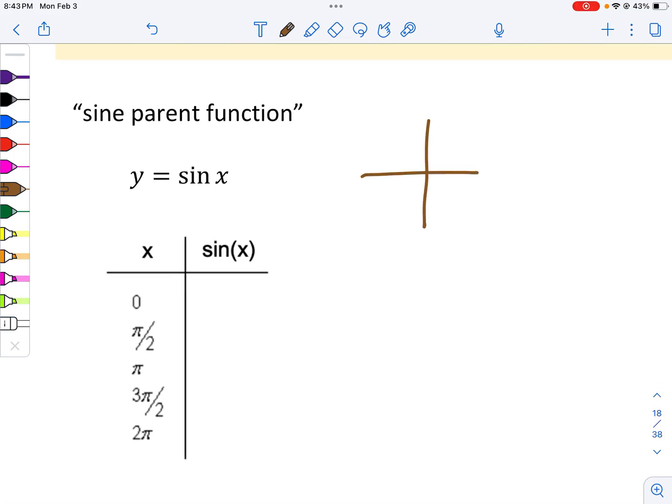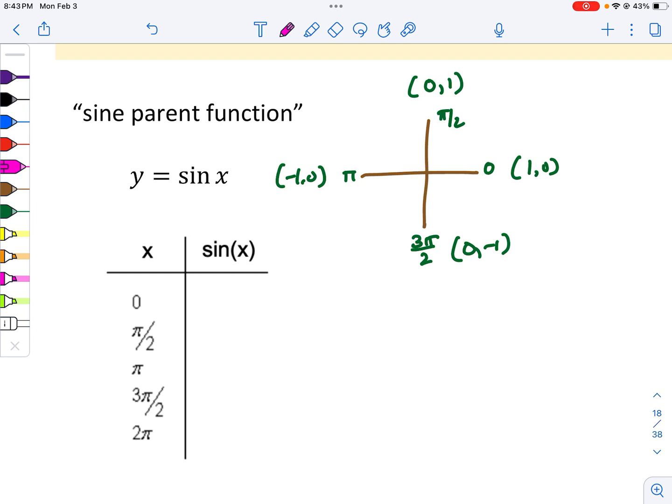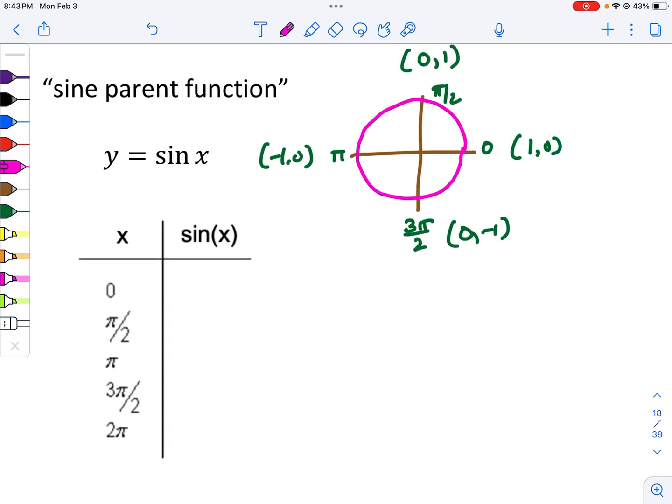Okay, so if I think of my xy axis, I know over here at 0, I have the point 1, 0. I know up here at pi over 2, I have the point 0, 1. Over here at pi, I have the point -1, 0. And then down at 3 pi over 2, I have the point 0, -1. So those are going to be our main values that we look at when we graph. Okay, because we know that when we go around the unit circle, those values start to repeat. So we're going to look at how long it takes before those values repeat.